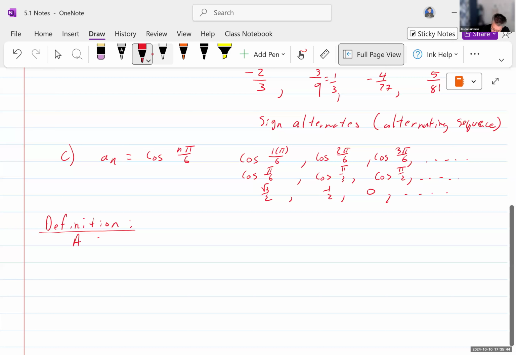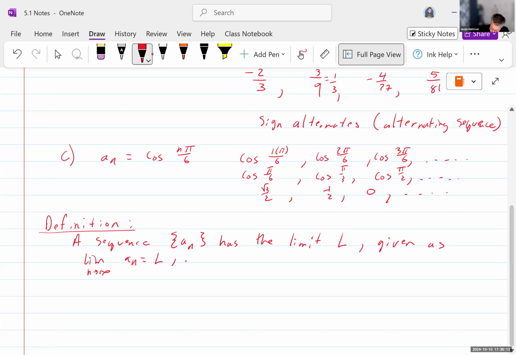Okay, a sequence a sub n has the limit L, given as the limit as n goes to infinity of a sub n is equal to L, if we can make the terms a sub n as close to L as we like by taking n sufficiently large.